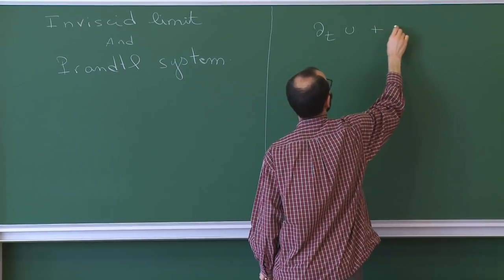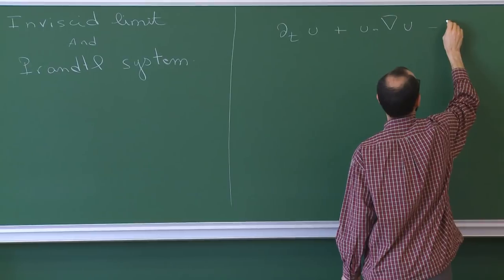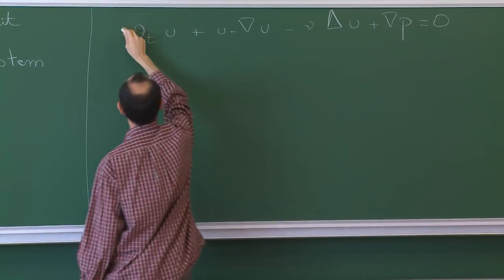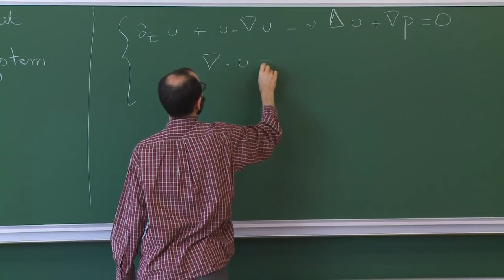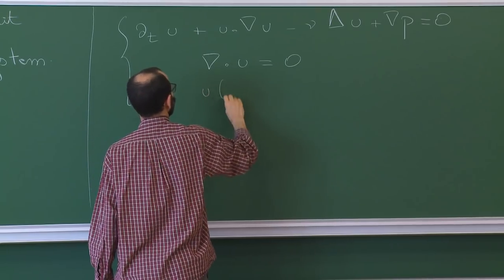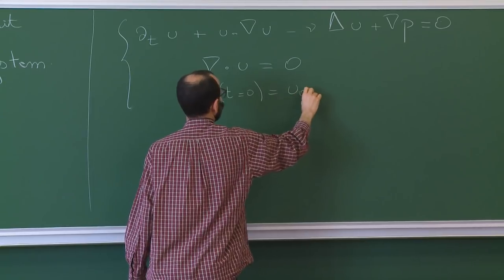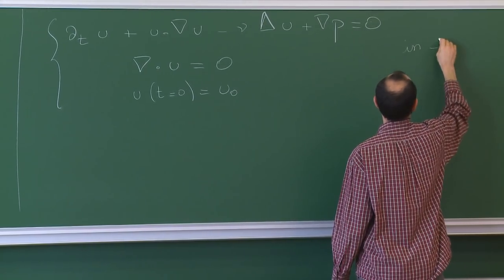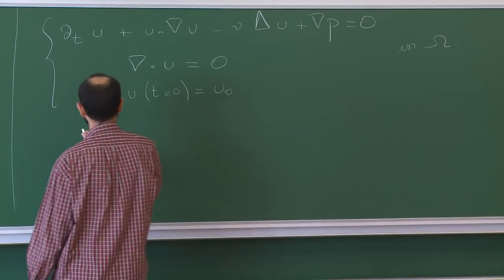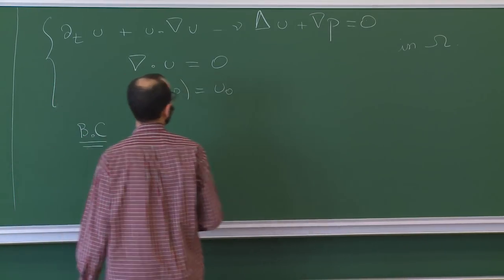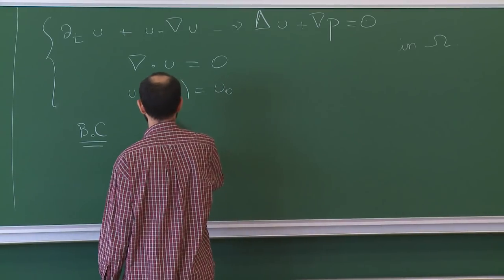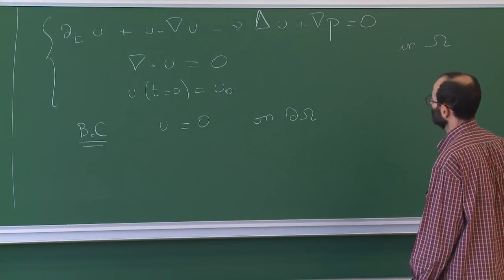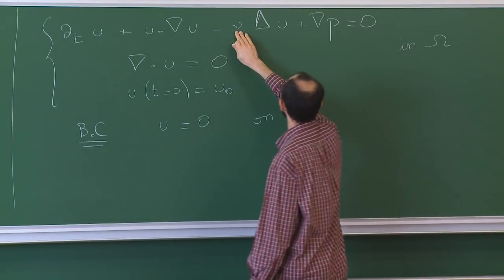So we take the equation ∂_t u + u·∇u - ν Δu, the divergence of u is zero, and we start with some initial data. Okay, so this is the Navier-Stokes equation. Usually we consider this in some domain Ω, and we need boundary conditions. The regular one is that u is equal to zero on the boundary. Okay, so u here is the velocity, ν is the viscosity, p is the pressure.